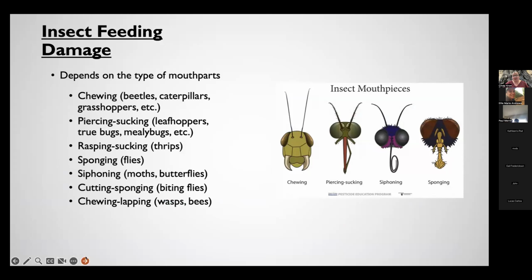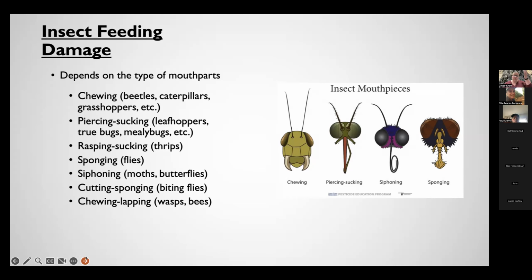Insect feeding damage. Okay, so we have insect mouth parts. We've been talking about these insect mouth parts. Now we're going to explore what the damage looks like according to the mouth part. So you can see on the right, there's chewing, piercing, sucking, siphoning, sponging. The mouth parts that we really deal with a lot in agriculture are chewing, and piercing, sucking, and then rasping. Rasping is done by thrips. They have rasping mouth parts.